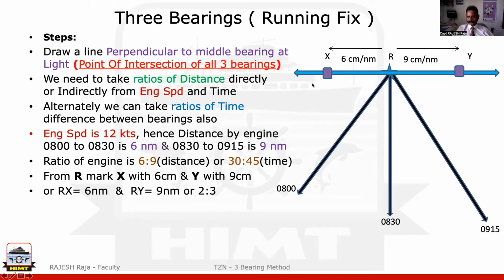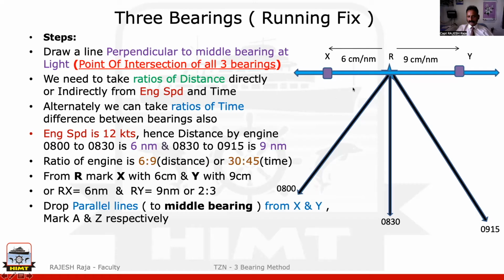Let us proceed further. Now, my next step is from X-ray and from Yankee, I'm going to drop two parallel lines. When I say parallel, parallel to the middle bearing. I'm always using the middle bearing as reference. I use it for perpendicular, and I'm going to use it for parallel. So I'm going to drop two lines like this. This point of intersection with the first bearing is called alpha.